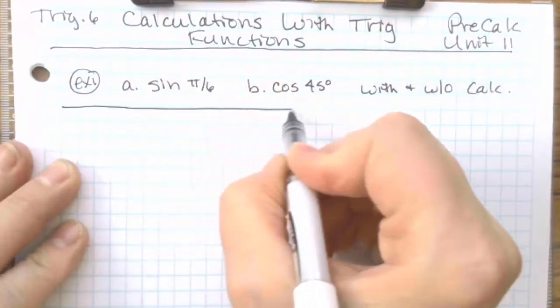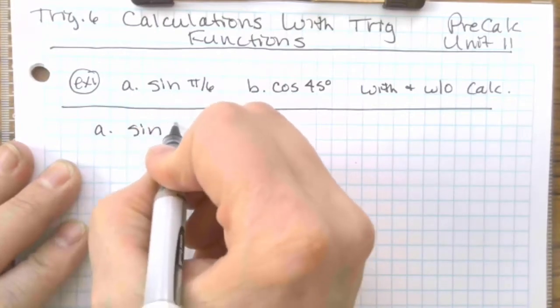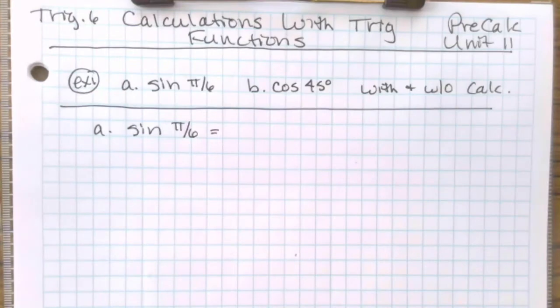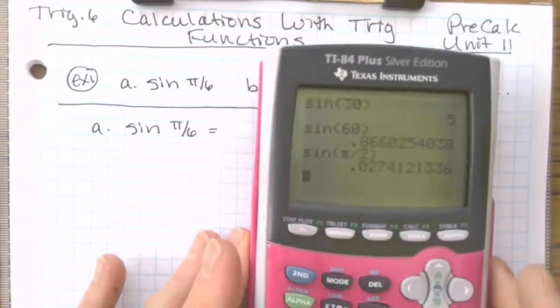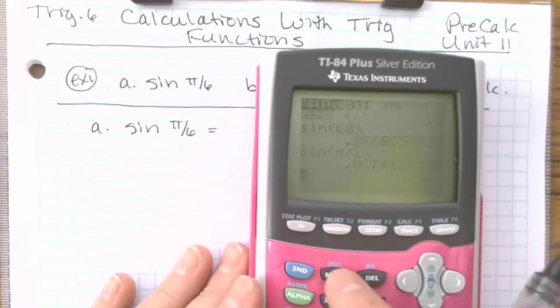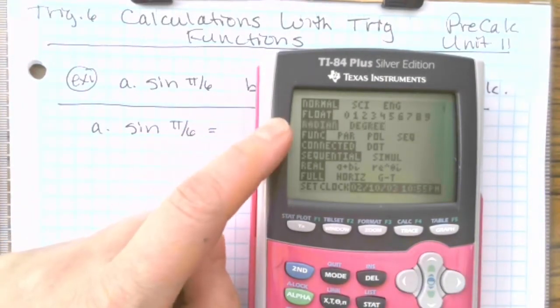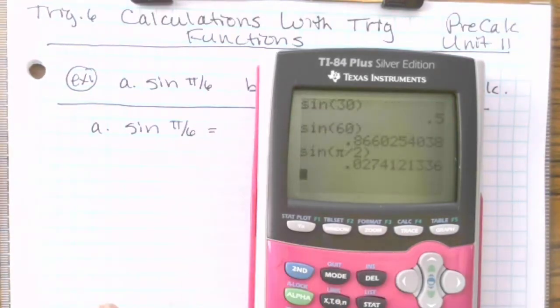First, let me draw a line. There we go. Okay, sine of pi over 6. So first thing you need to recognize is there's no degree symbol, which means this is in radians. So when you get to your calculator, you're going to need to push mode, toggle down to the third one, so it's highlighting radians, push enter, and then quit is blue here, so second quit out. Now you can put in radians angles and you'll get the correct answer.